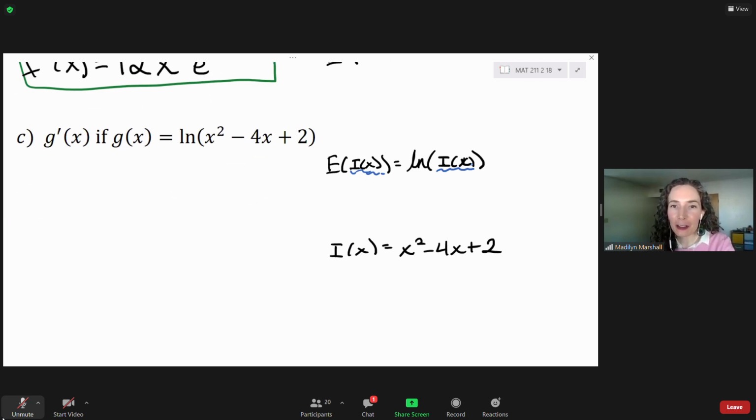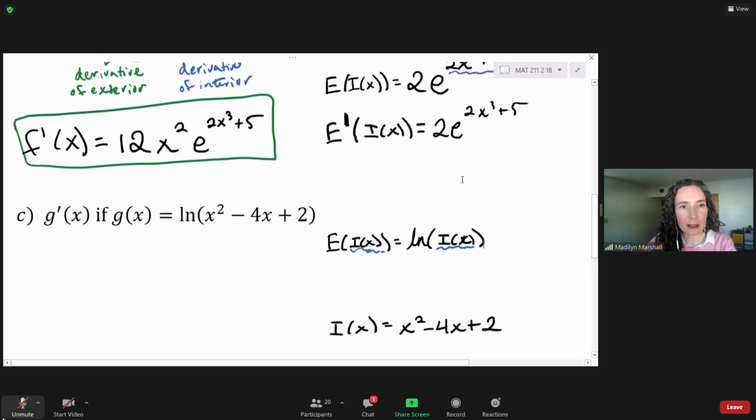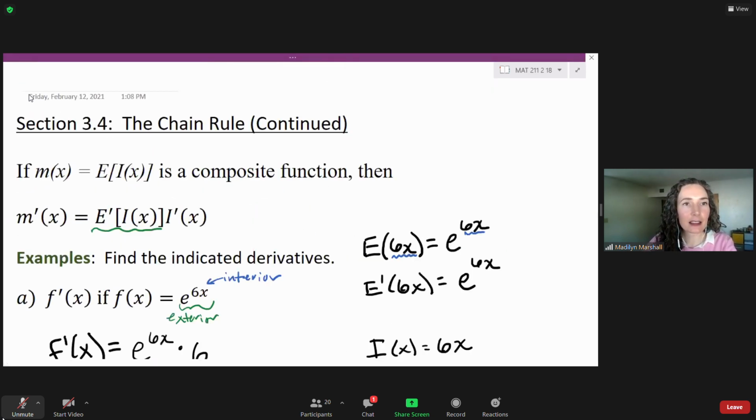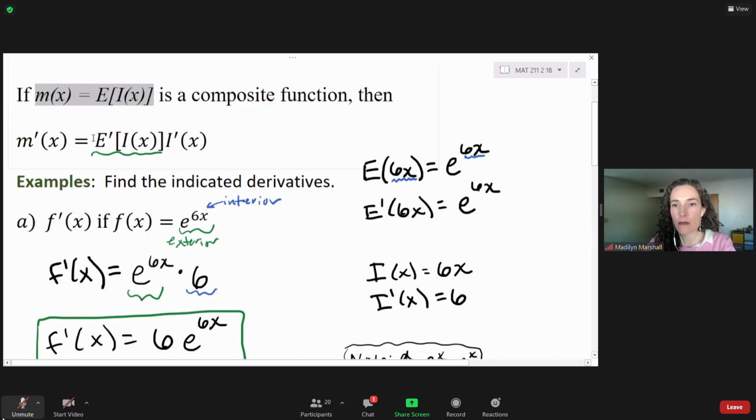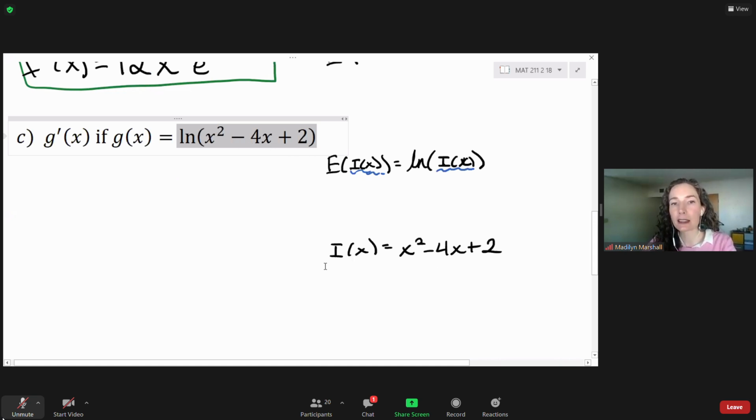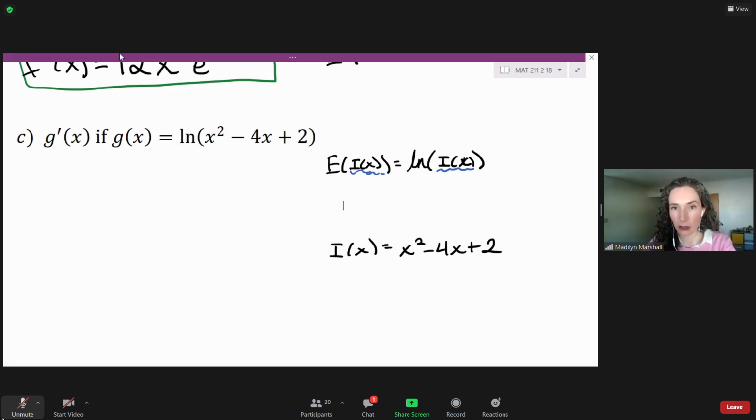So our whole function, our definition, let me scroll up again. Our original function is the e of I of x. It's this composition. So e of I of x is that whole thing, the natural log of all of this. But then we can separate. I is that inside part, x squared minus 4x plus 2. And I of x is now just being plugged into the natural log, which is our exterior function.